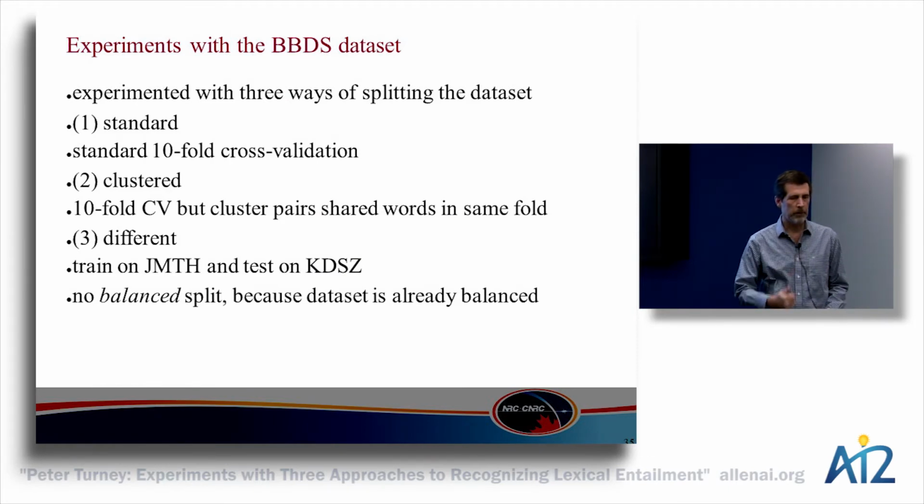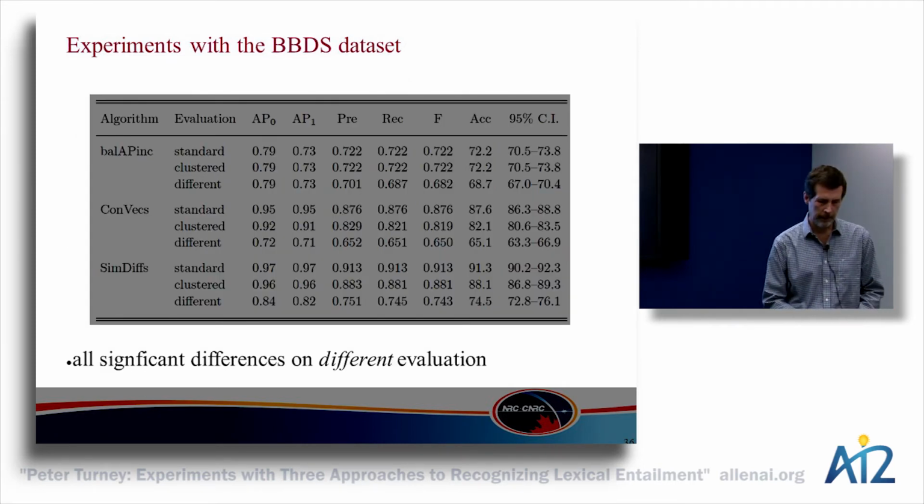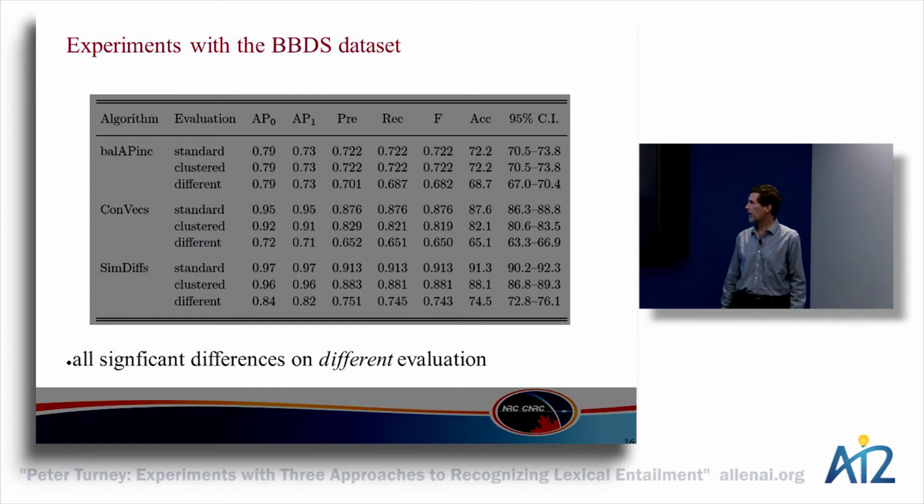The final data set is the Baroni data set, which is entirely hyponym-hypernym relations. And again, there's this issue of shared words. Every pair is unique, but there are a lot of pairs that share a word. So we did the standard tenfold cross-validation and a clustered cross-validation, and also the different scenario where the training data set is completely different from the testing data set. And in this case, SimDiffs is significantly better than the other two algorithms.